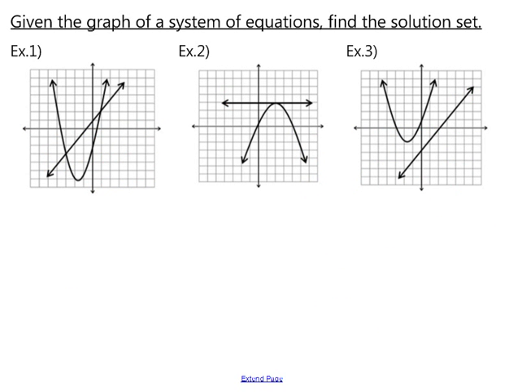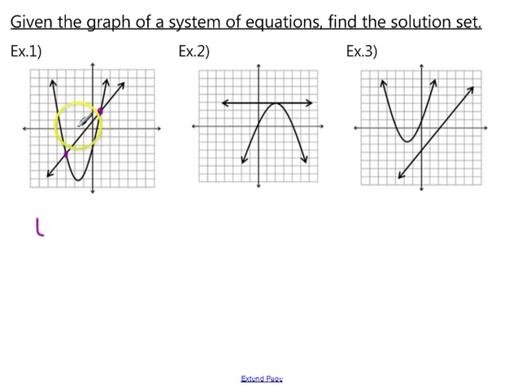Next, we want to talk about when you're given the graph of a system of equations, finding the solution set. So remember, solution sets from graphs are their points of intersection. So in example 1, we have 2 points of intersection, so we have 2 solutions.